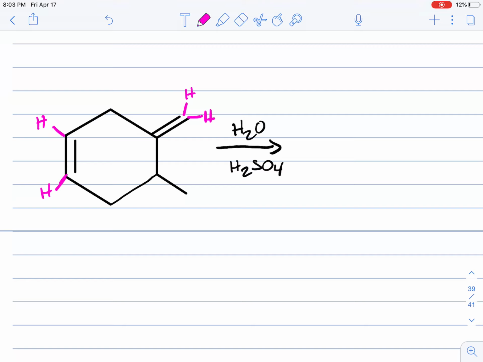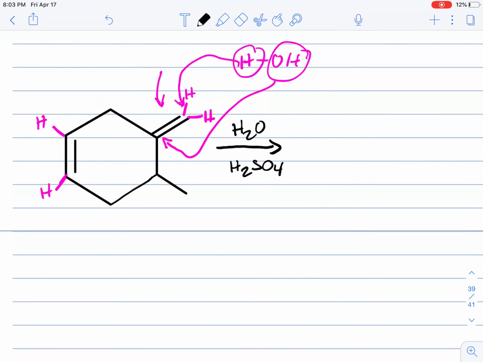So looking at this double bond, the hydrogen in water is going to attach on the right side, leaving the hydroxyl group to attach on the left side. And so if we're trying to draw this structure, I'll just copy and paste. It's probably better.